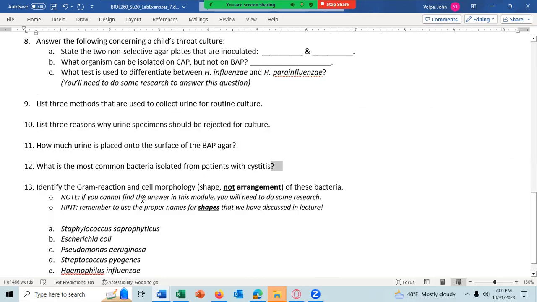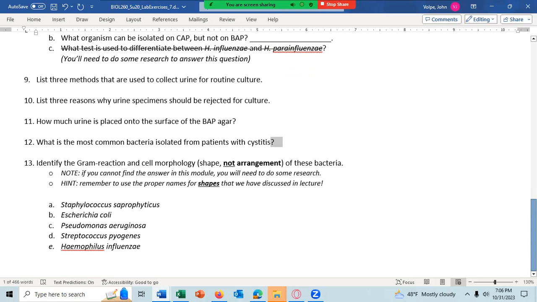13, identify the Gram reaction, that's the Gram stain, and the cellular morphology, the shape of the cells. You should be able to find the answer in this module or in the appendix of this module. And I'll show you the appendix in just a minute. But give me the Gram reaction and the shape of Staphylococcus saprophyticus, Escherichia coli, Pseudomonas aeruginosa, Streptococcus pyogenes, and Haemophilus influenzae.